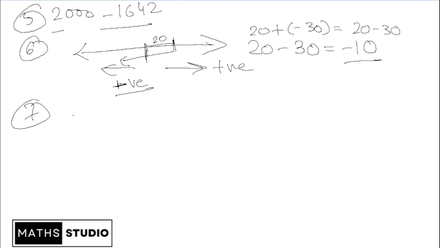Okay. Now in question number 7, this is a magic square. Magic square means the sum of the rows is same as the sum of the columns, which is same as the sum of the diagonal. So if everything is same, then it is known as a magic square. So let us look at question number 7.1.